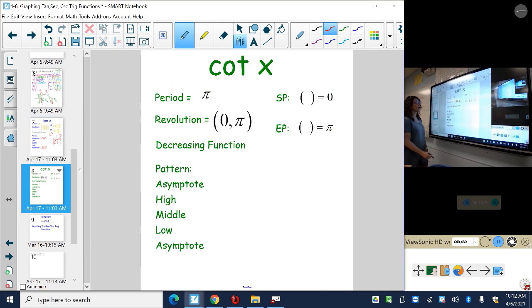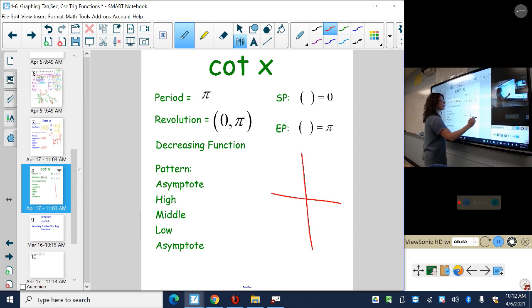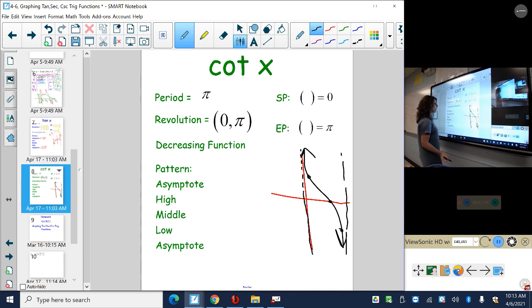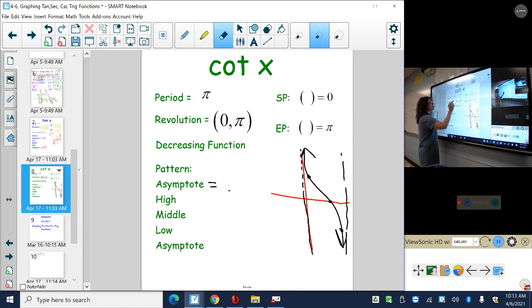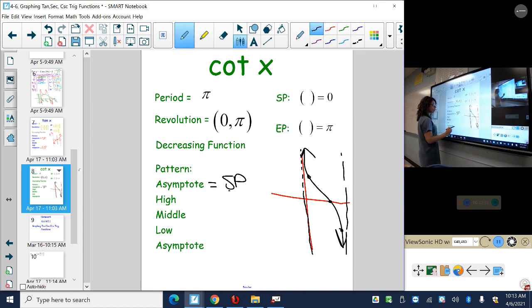Your cotangent graph is going to be very similar, but it is a decreasing function, but it has a starting point at 0 and ends at pi, and it is going to be a decreasing function like this. So you're going to still have your high, middle, and your low. Starting point is going to be an asymptote, and your ending point is an asymptote, and you still have high, middle, low.